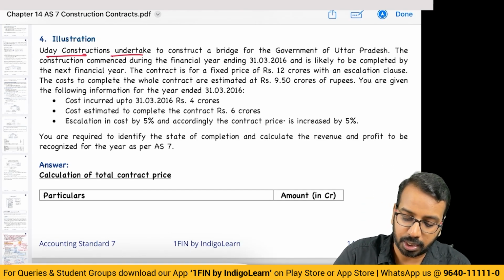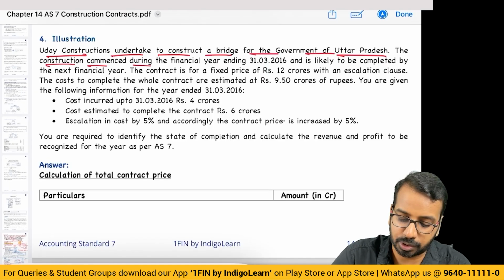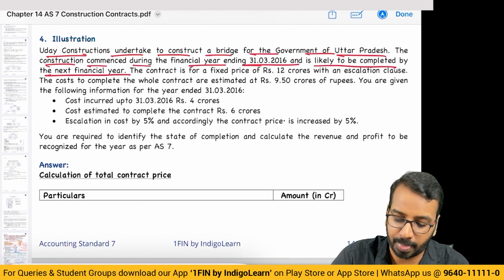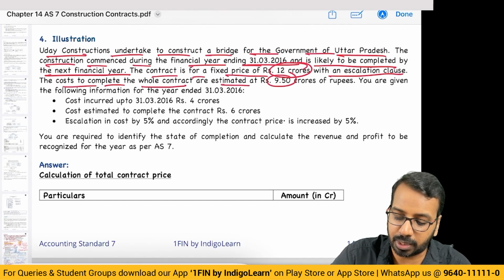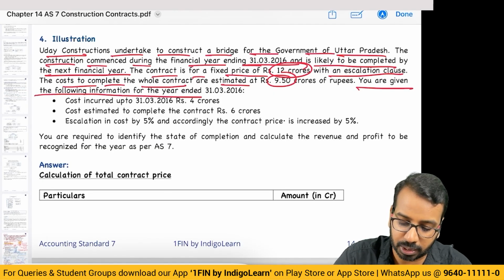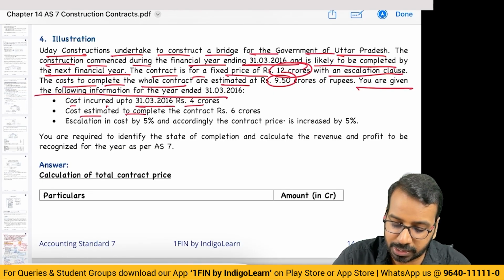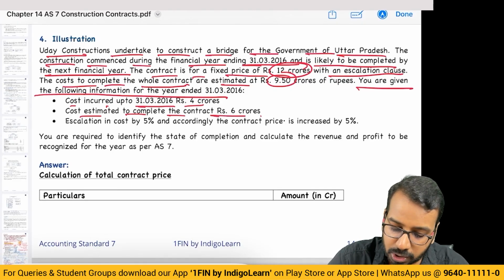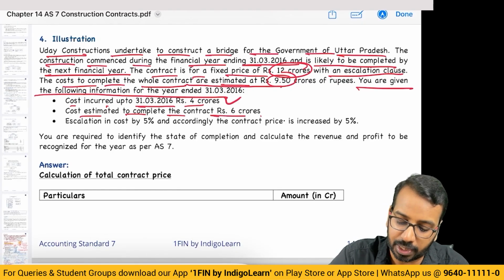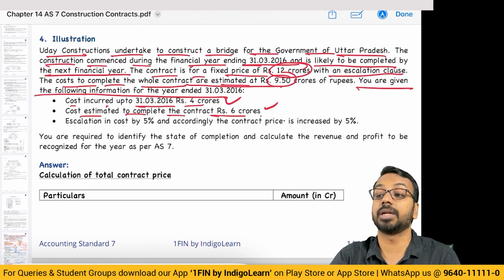Uday Constructions undertake to construct a bridge for the government of Uttar Pradesh. The construction commenced during the financial year 16 and is likely to be completed by the next financial year. Contract is for a fixed price of 12 crores with an escalation clause. Cost to complete the whole contract are estimated to be 9.5 crores. You are given the following information. Cost incurred up to 31st March 4 crores. Cost estimated to complete the contract 6 crores. Now here, cost estimated was 9.5. We have already incurred 4 and now we have also estimated an additional 6.